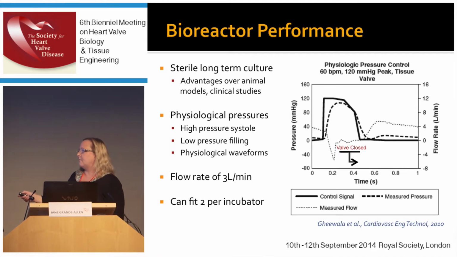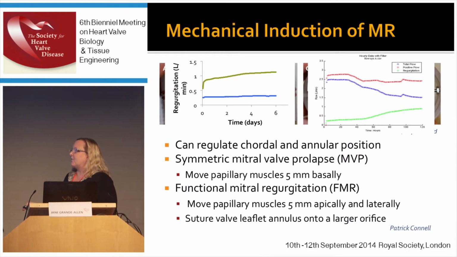And we are able to achieve physiological pressures. Our flow rate is a little subphysiological, but we're still very happy with it. And we can fit 2 to 3 of them in a couple of incubators, so we are able to have a lot of repeats. What we've lately been working on is inducing mitral regurgitation. By having the tips of the chordae attached to a platform, we can move the chordae basally up towards the leaflet, apically away from the leaflet, medially in towards the center of the ventricle, or laterally towards the outer edges of the ventricle.